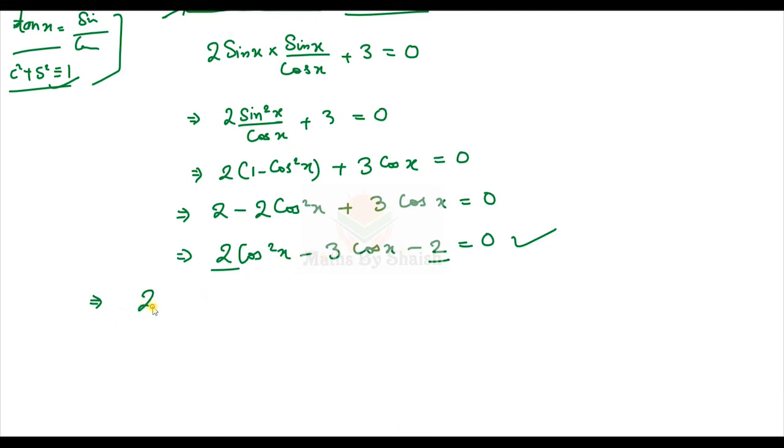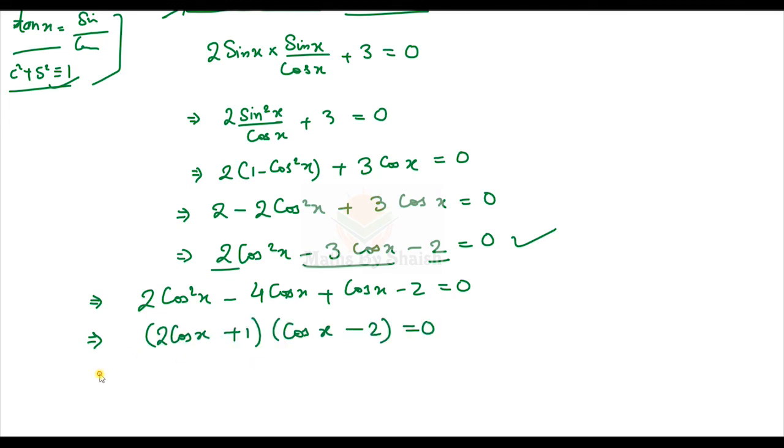So we are going to take 2 cos square x minus 4 cos x. I'm doing the splitting of the middle term, and plus cos x minus 2 is equal to 0, because if you add minus 4 cos x plus cos x, we will get minus 3 cos x. So that's correct. And minus 4 into 1 is minus 4, which is also correct. So we can write it in the factorized form, and it would be this.